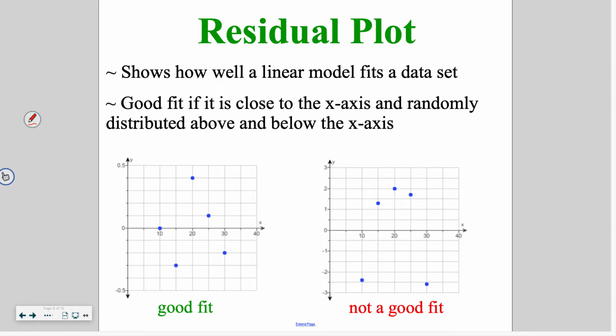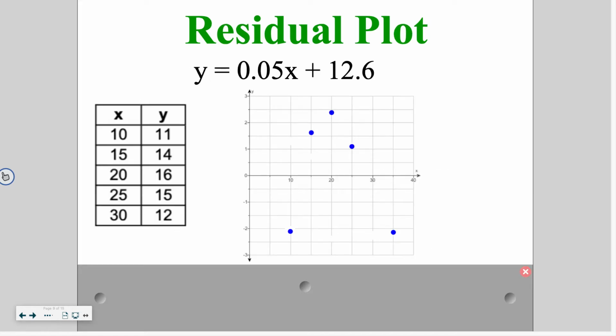This second one is not a very accurate prediction because we're getting values as high as 2 away and as low as negative 2.5 away. So our data is not matching up very well with whatever predictions we were making. Going back to this problem we had earlier where we found the residual values, here is the residual plot for our data. Determine if it is a good fit or not for our particular data set.